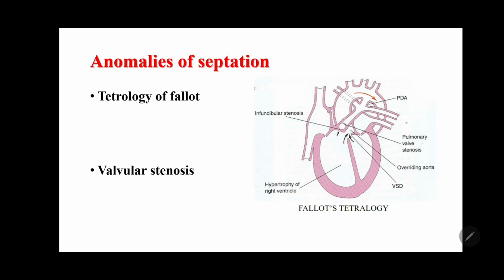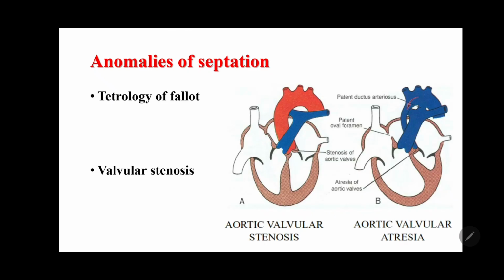Tetralogy of Fallot involves infundibular stenosis, ventricular septal defect, hypertrophy of the right ventricle and overriding of the aorta. That is also a result of deficient migration of secondary heart field cells, and sometimes there will be valvular stenosis. These are formed by the lateral endocardial cushions. If they don't trabeculate properly, if they don't hollow out properly, then there will be stenosis.